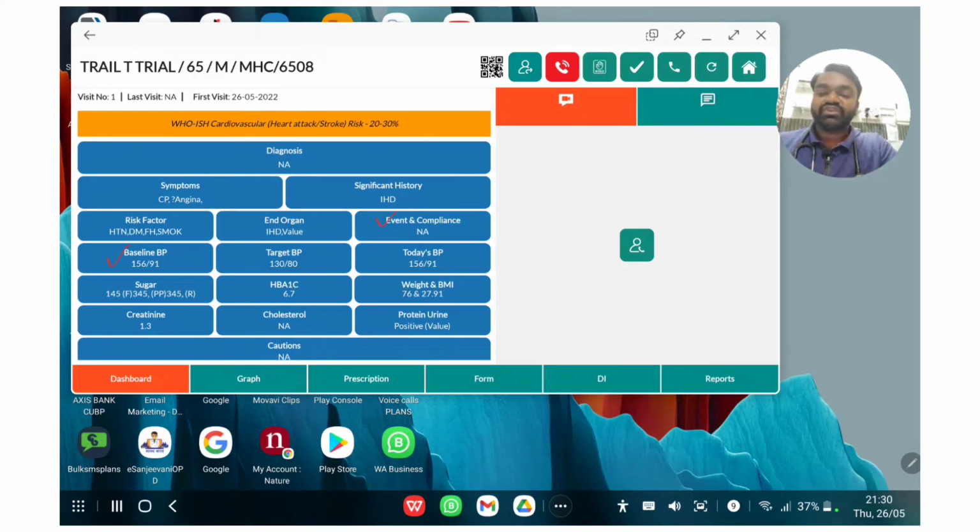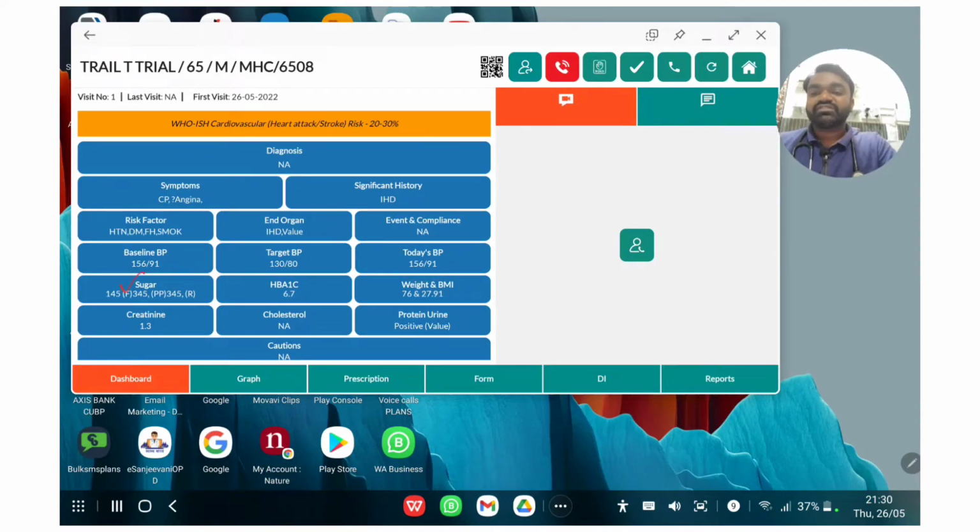Now this will never change. This is as per the first clinical form of the patient, it will never change. This is the target blood pressure of the patient. We have to reduce the blood pressure down to this level. And this is today's blood pressure. So as per the follow-ups or clinical forms, today's blood pressure will be changing.